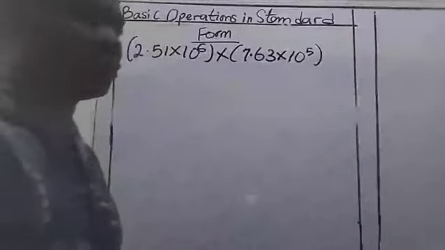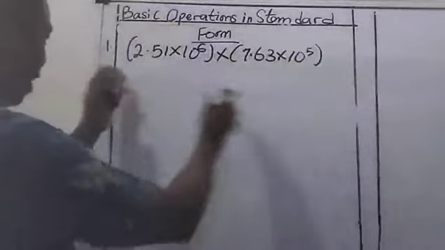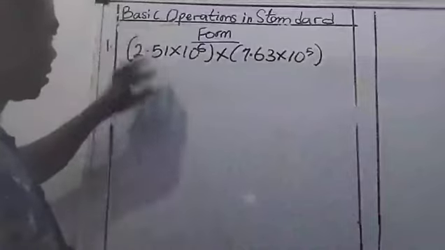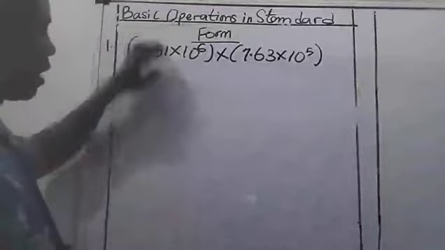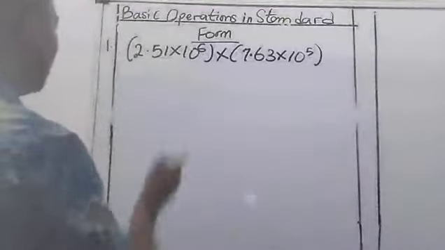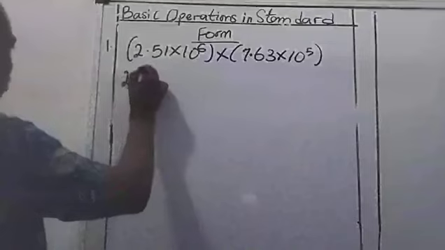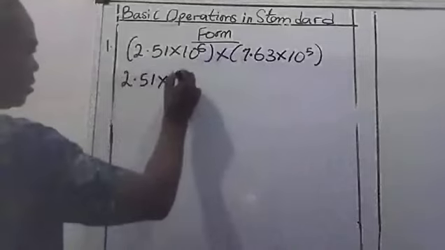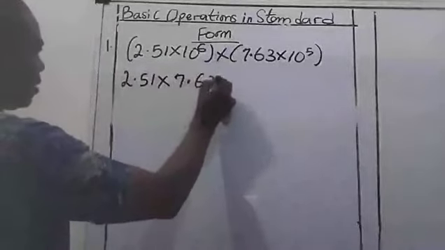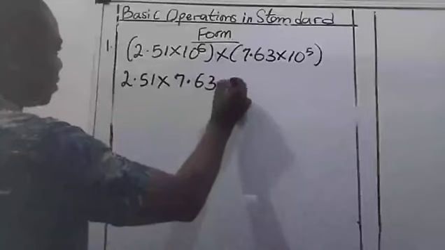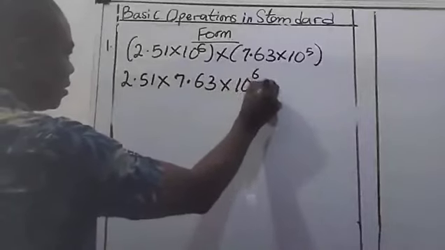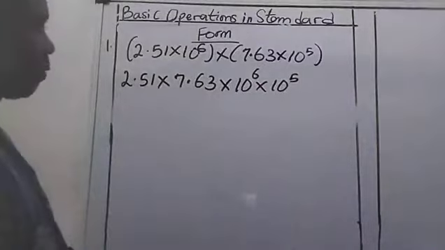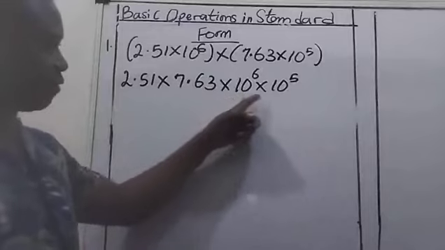The first thing we do is to remove the brackets and write what is there. Then we bring the numbers together, a kind of collection of like terms. So I'll write 2.51 times 7.63, then times 10 raised to power 6, and then times 10 raised to power 5. Now, we have the same base.